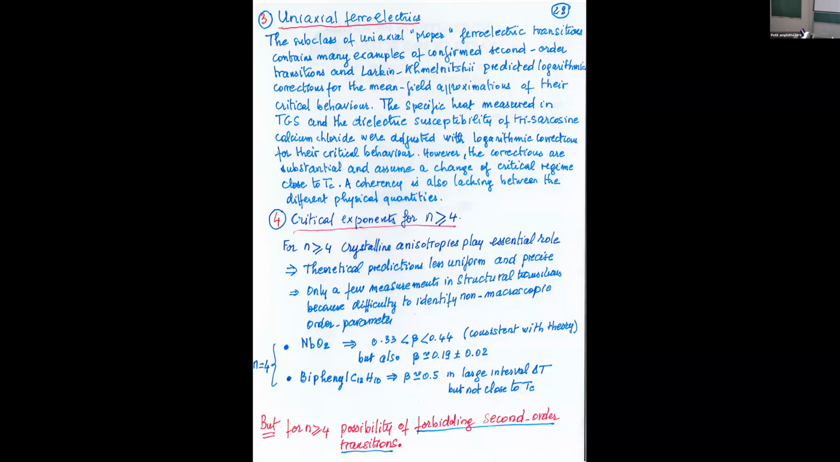I noted the two main examples, which are niobium dioxide and biphenyl, C12H10, where there has been a measurement of critical exponent.